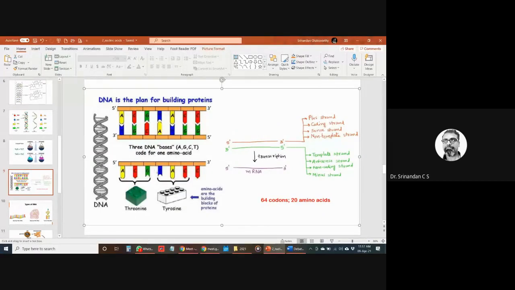T should be, this is A, sorry, not A, correct. U should be U, okay. And A will be A, C will be C, C will be C. But how the RNA will be produced is from this one.